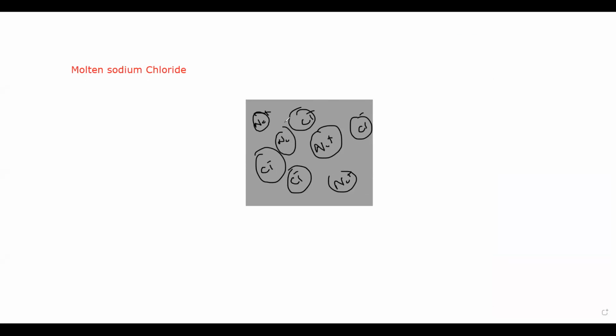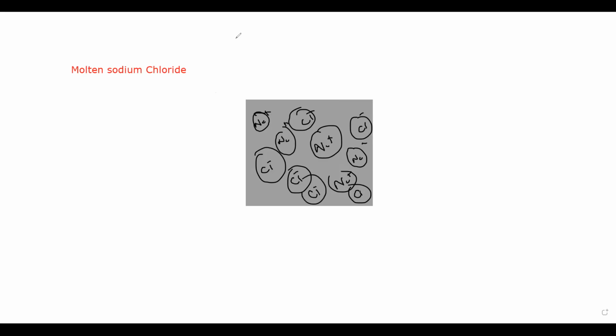Like when I say I have molten sodium chloride, what is the meaning of having molten sodium chloride? It means when you have a solution of sodium chloride, it will have sodium ions and it will have chloride ions. And it's not like on one side you have sodium and on the other side chloride. No, it is random, everywhere you will find these ions spread throughout the electrolyte.